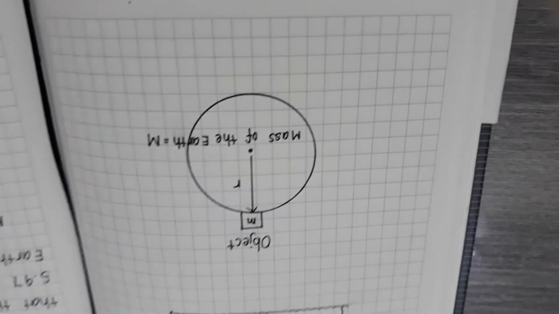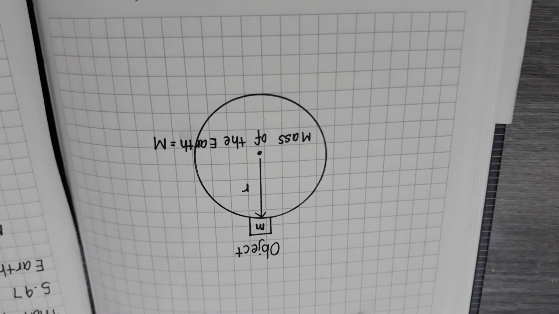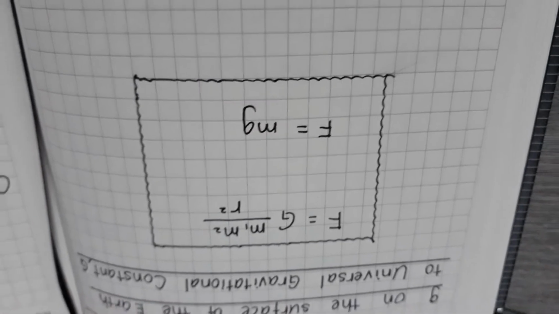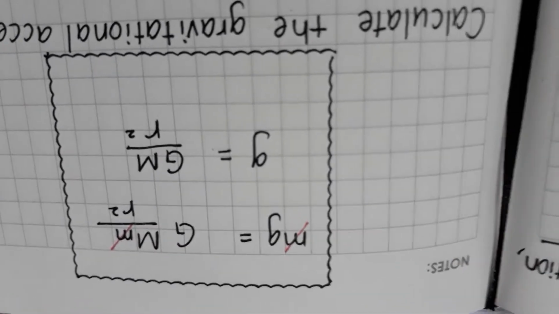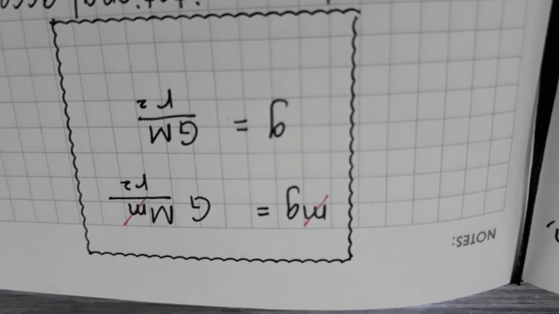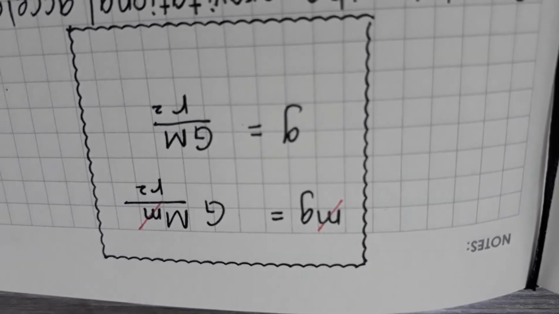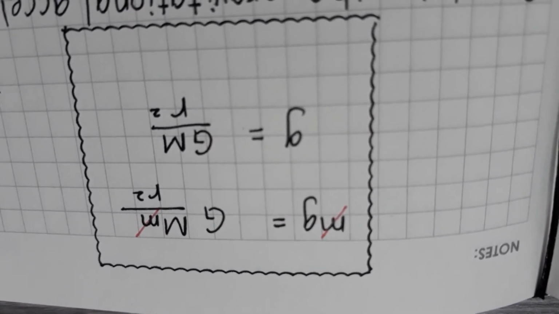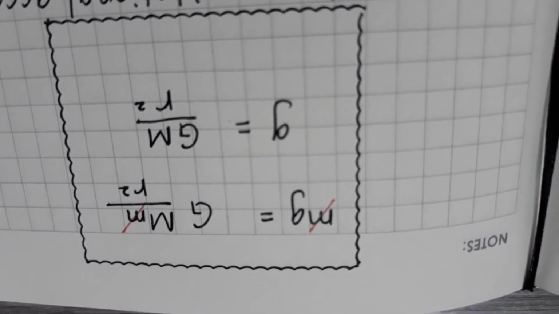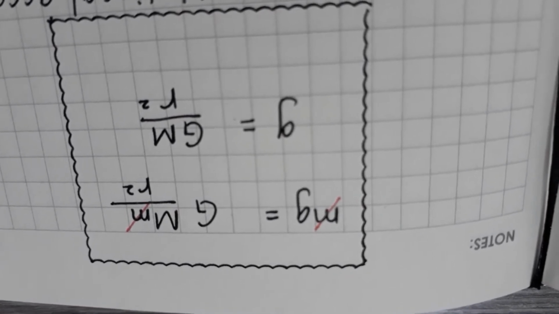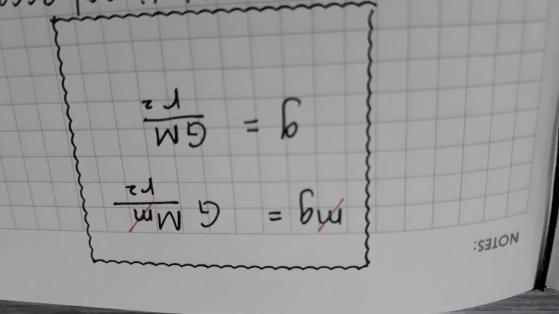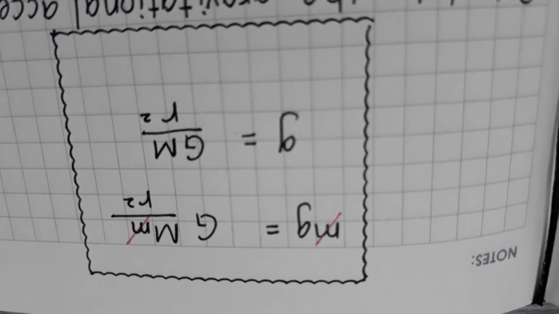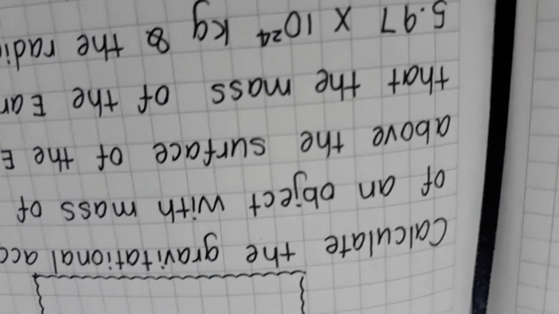If the object is up on the surface of the Earth, we are going to relate these two formulas into this one. So mg equal to GMm over r squared. We have to cancel the same variables, so it becomes gravitational acceleration equal to GM over r squared. So we are going to use this formula to calculate the gravitational acceleration. Okay, let's look at a question.